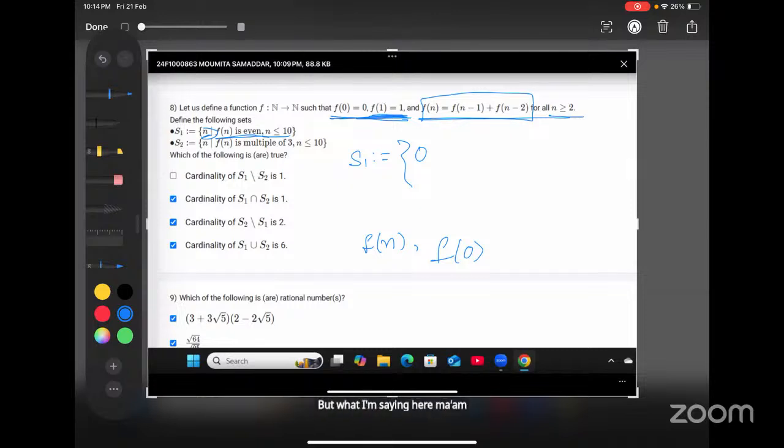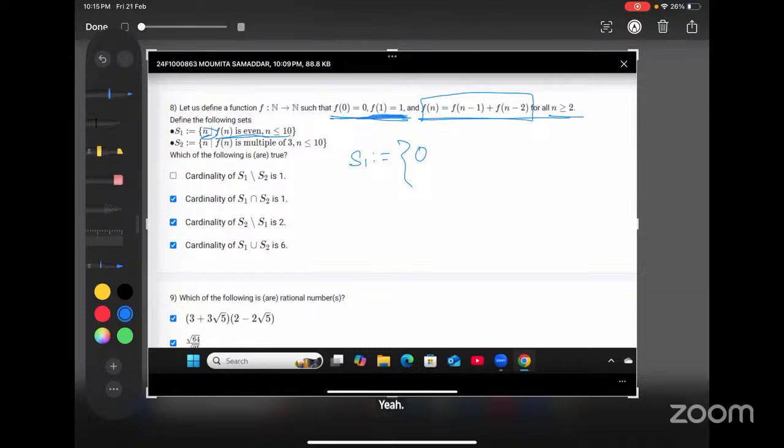What would be the set of S1? That was the value of n for which you are getting Fn even. I think firstly the ma'am should explain, then we should discuss. I think it should be better.